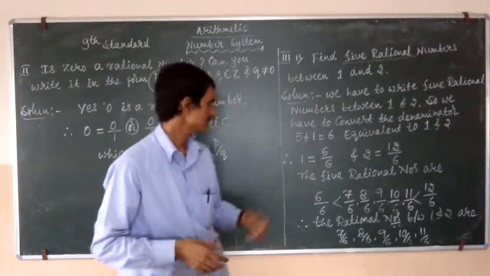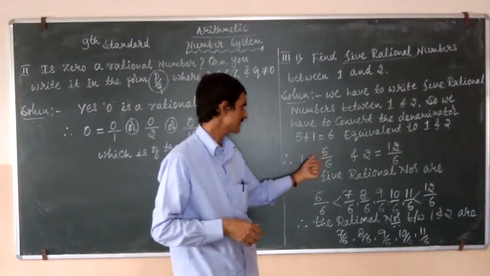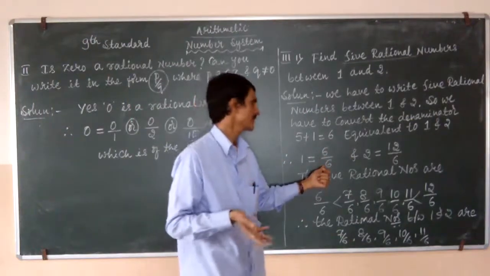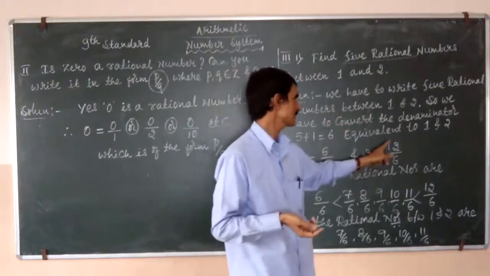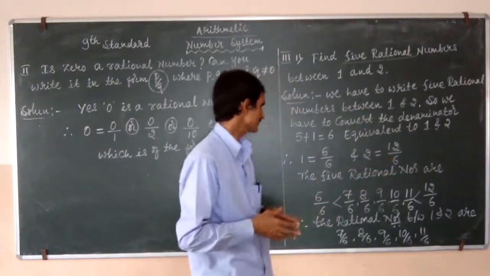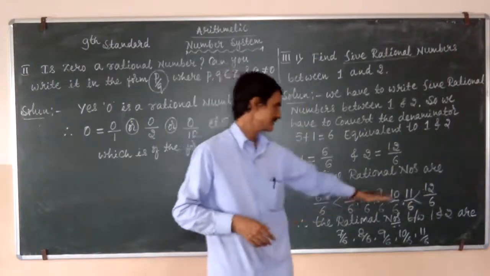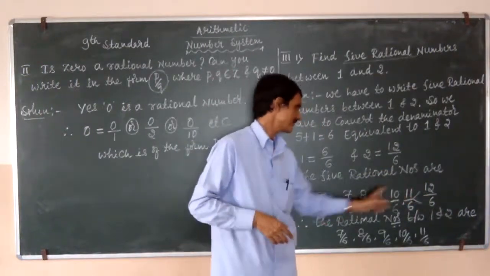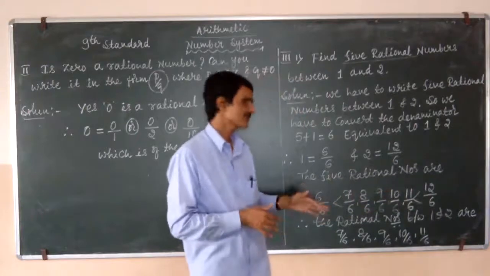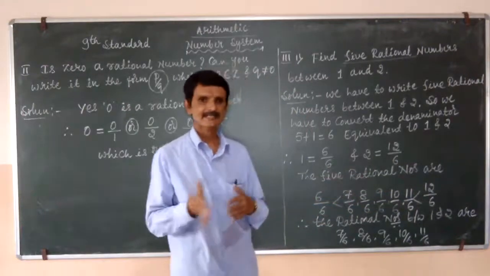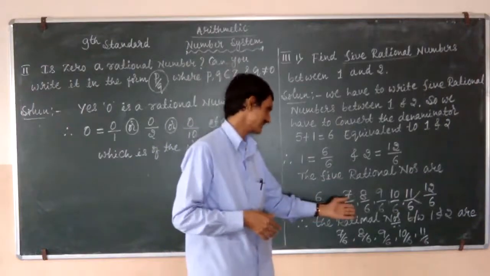numbers. So that means here 1 can be written as 6 by 6, that means in the form of p by q. 2 can be written as 12 by 6. After writing these two, in between the given numbers, you just add 1 to the numerator and write the denominator as it is.